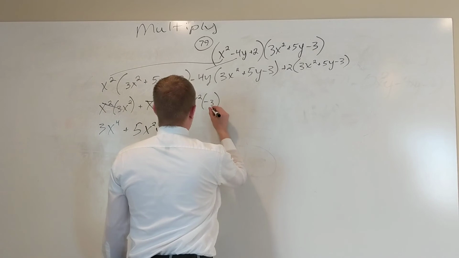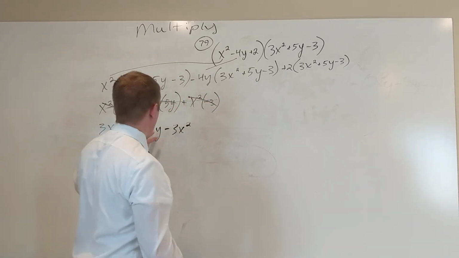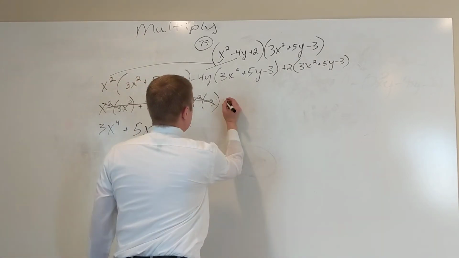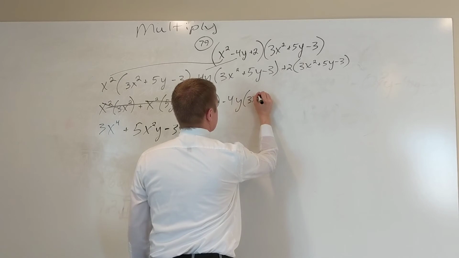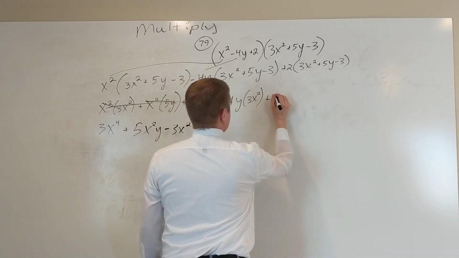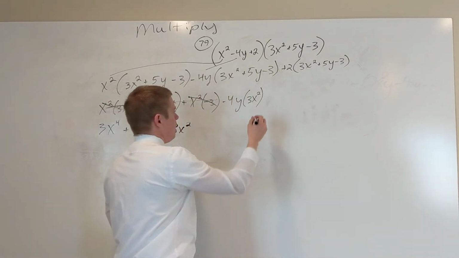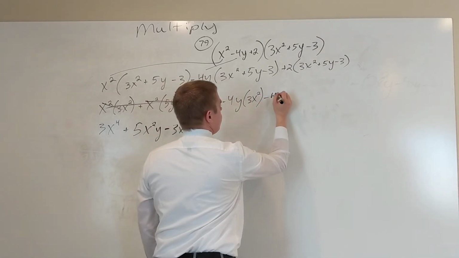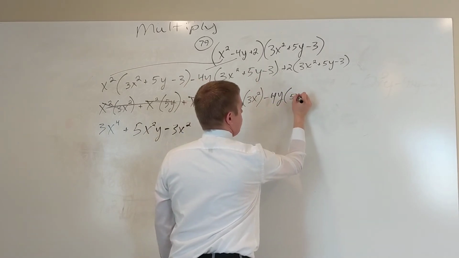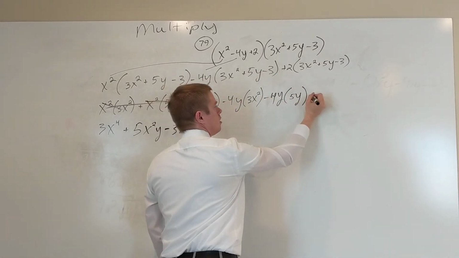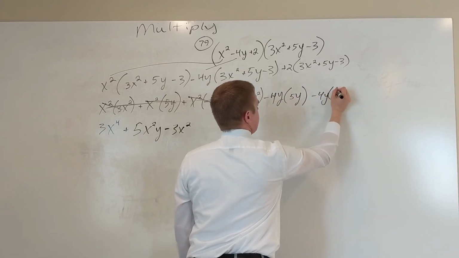And we can go ahead and do what we've done before. Now I'm going to draw a line through this so we don't confuse it. We've already solved it. We've got it down here. We'll say negative 4y times 3x squared plus, well, we don't even need the plus because we've got a negative. I need to remember that. That's on me. We say negative 4y times 5y and negative 4y times negative 3.